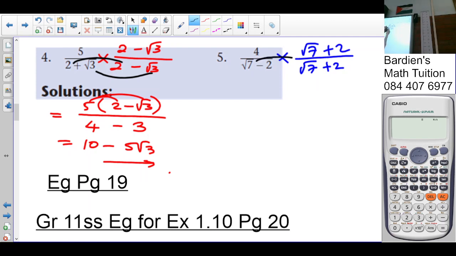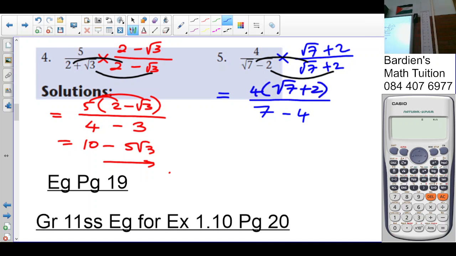Now what? Multiply. The first times the last. So that's simply going to give us root 7 times root 7? 7. Negative 2 times positive 2? Negative 4. And we got 4 into square root of 7 plus 2. What is 7 minus 4? 3. So the denominator is 3.